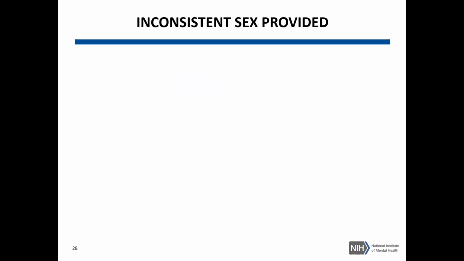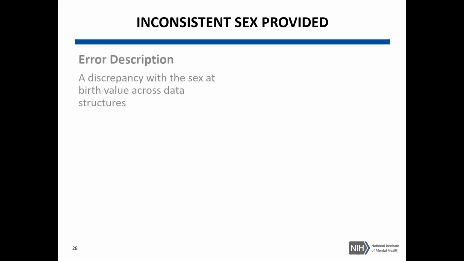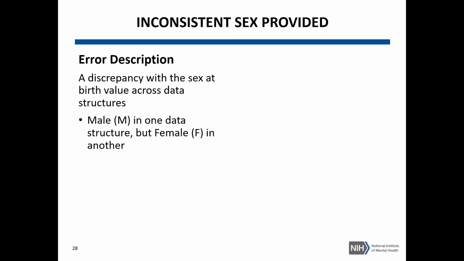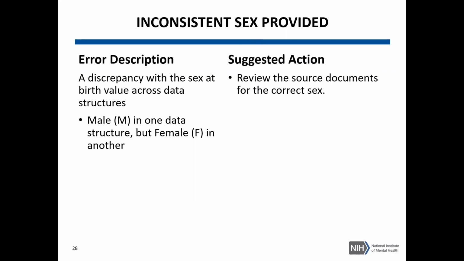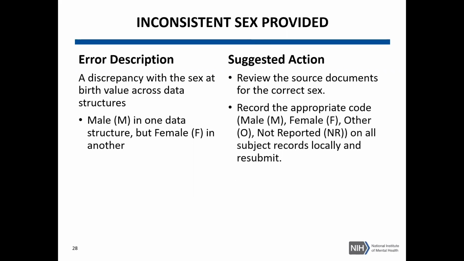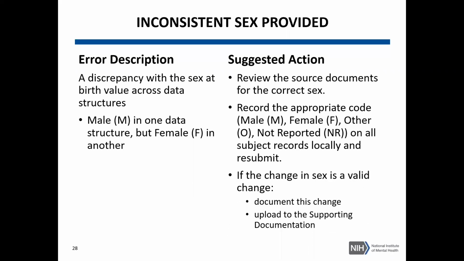Another potential error type you may encounter is inconsistent sex provided. This error will indicate that there's a discrepancy with the sex at birth value across data structures. For instance, a subject might be listed as male with the letter M in one data structure, but female with the letter F in another. You will then want to review the source documents for the correct sex. You will then record the appropriate code, M for male, F for female, O for other, or NR for not reported, on all subject records locally and resubmit. If this change in sex is a valid change, please document this change and upload to the supporting documentation.